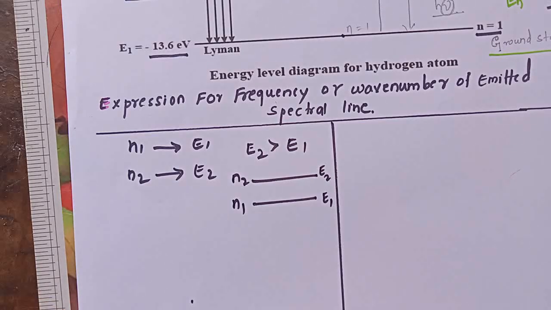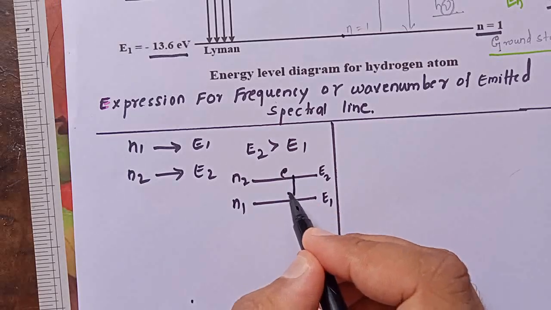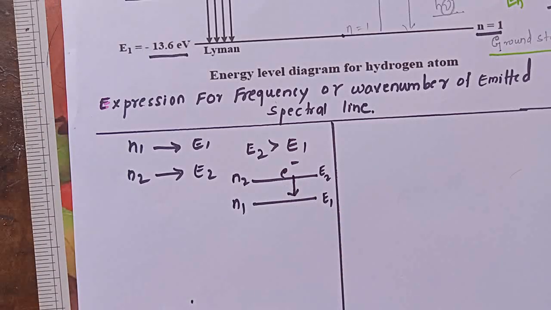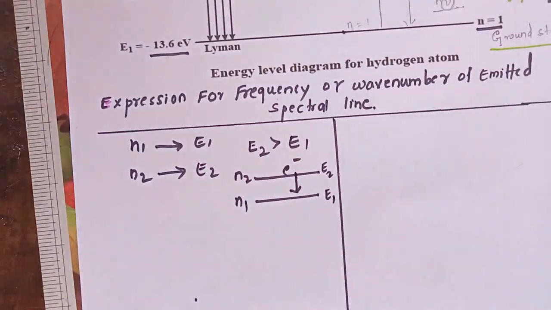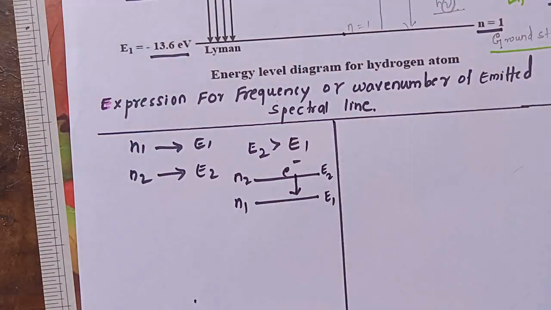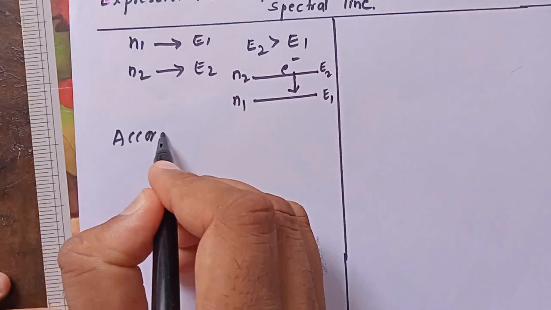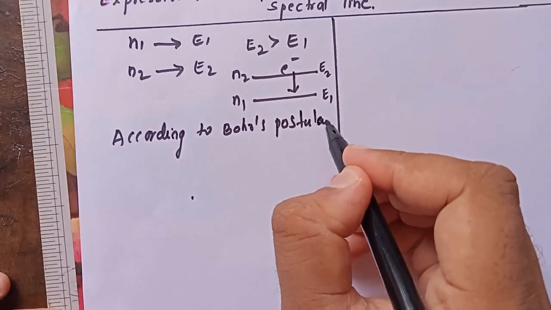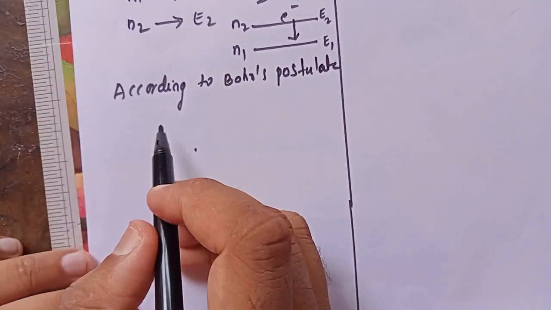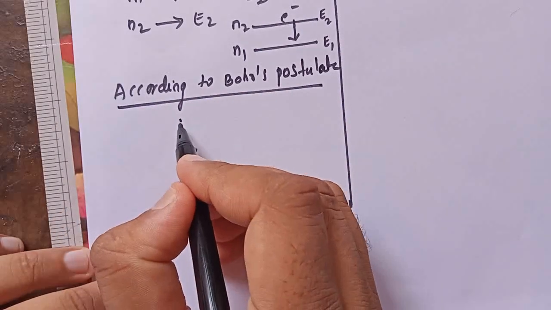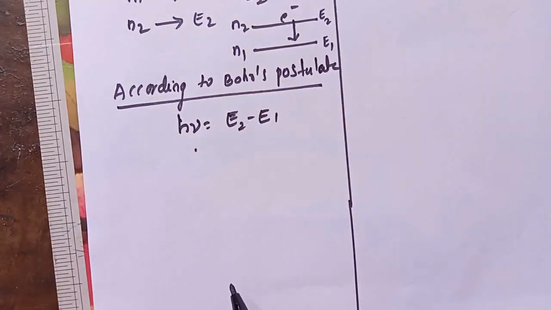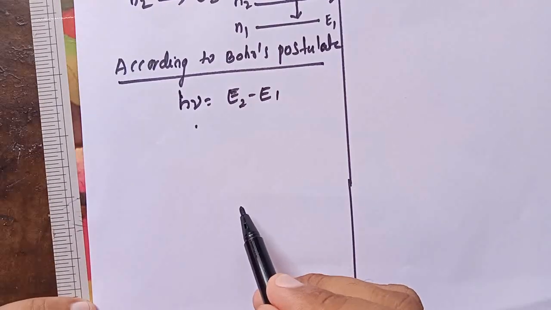When the electron jumps from the orbit n2 to n1, that is, from E2 to E1, the difference between these two energy levels is emitted in the form of electromagnetic radiation. According to Bohr's postulate, the expression for that emitted energy is E = h nu, or h nu = E2 minus E1. The difference between the two energy levels is emitted as electromagnetic radiation, equal to h nu, E2 minus E1.